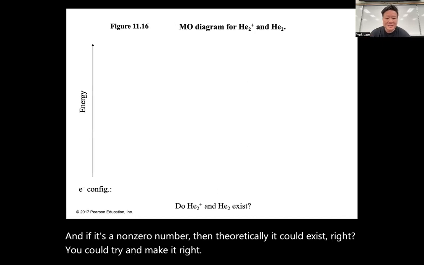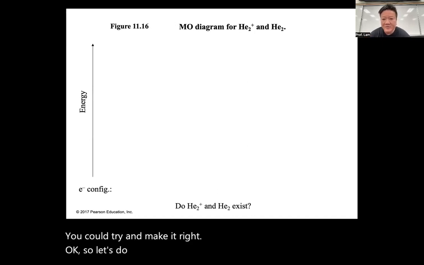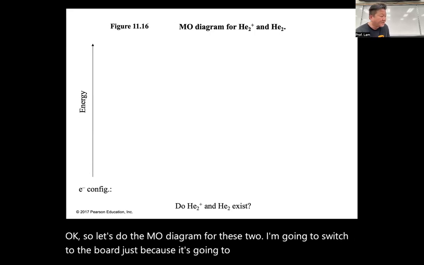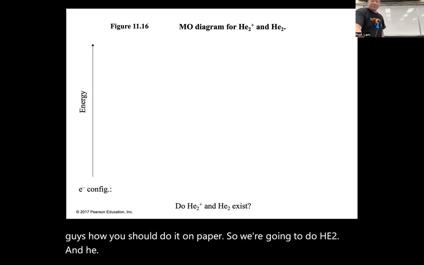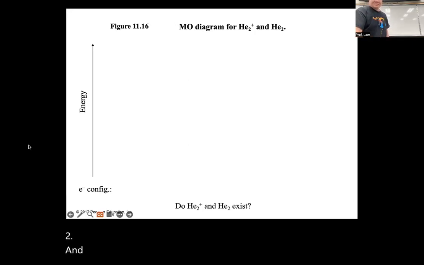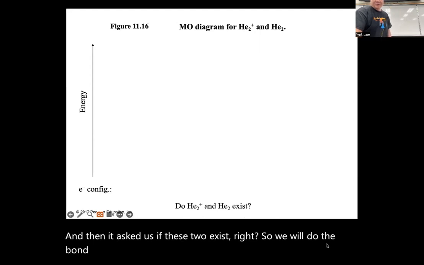Okay, so let's do the MO diagram for these 2. I'm going to switch to the board just because it's going to be easier, and I can show you guys how you should do it on paper. So we're going to do the He2 cation and He2. And then it asks us if these two exist, right? So we will do the bond order, and then we will see whether they exist or not.